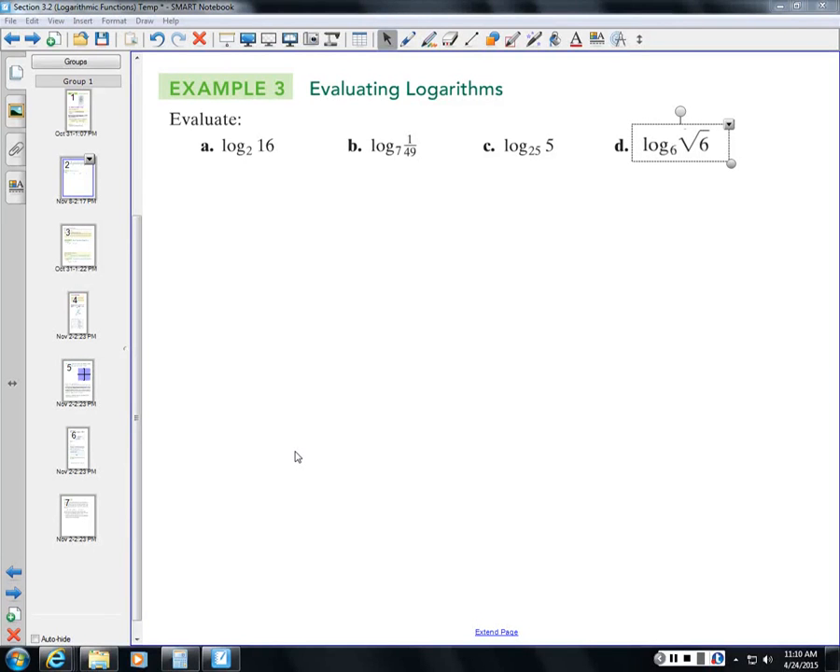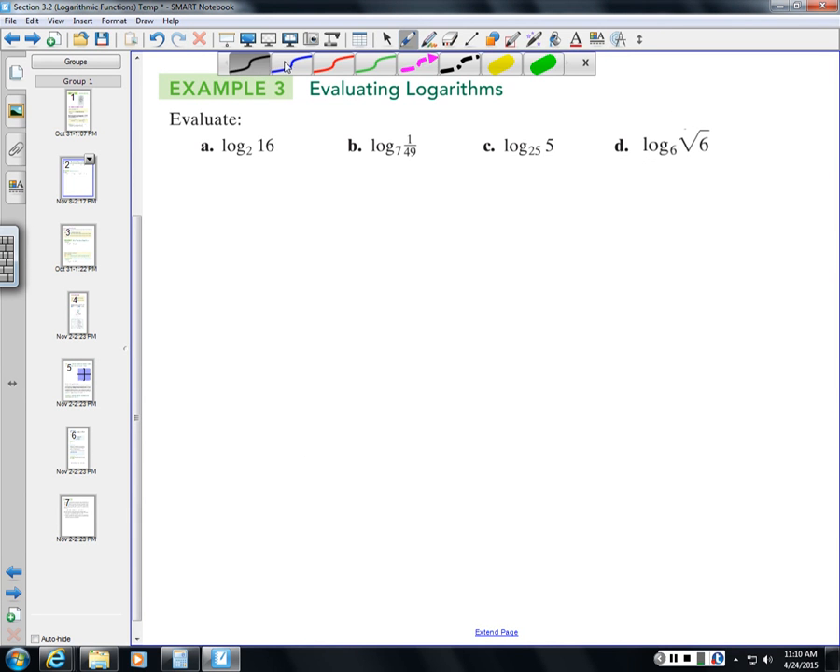We've looked at how to convert a log into an exponential function and vice versa. But once we learned how to do that, we didn't really go any further than just taking it out of log form and writing it as an exponent. Well, now we can use that concept to take it one step further and evaluate the log.